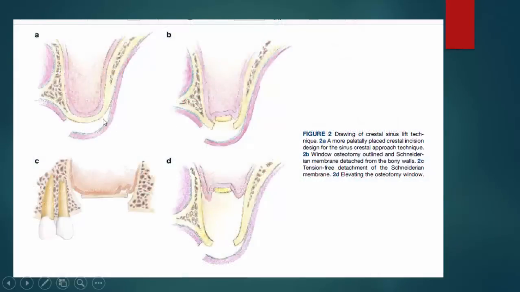After reflecting the full thickness of flap, نلاحظ and they did the window, and then they use the piezo and the hand instrument to push up the membrane with the attached alveolar bone, and then they packed the area with the bone graft and covered the area with the membrane, and then reflect the flap and suture the flap.